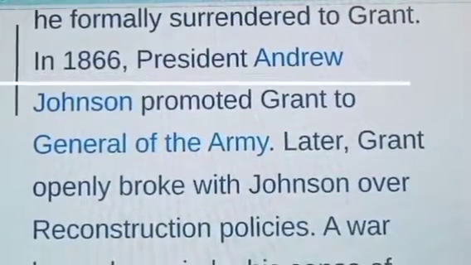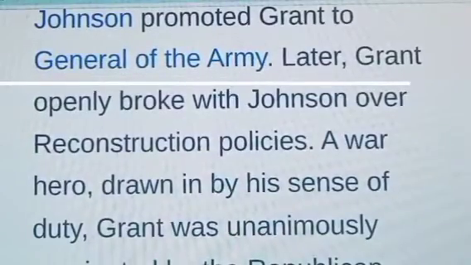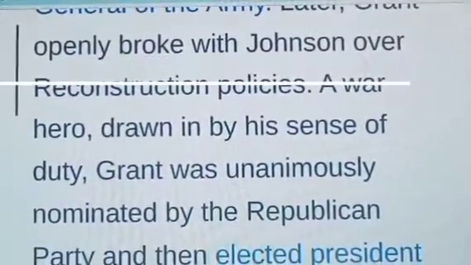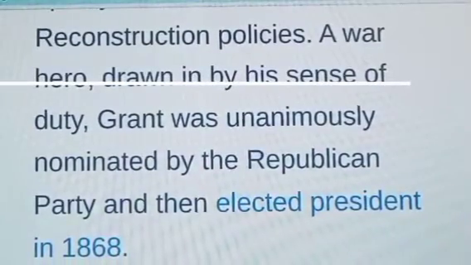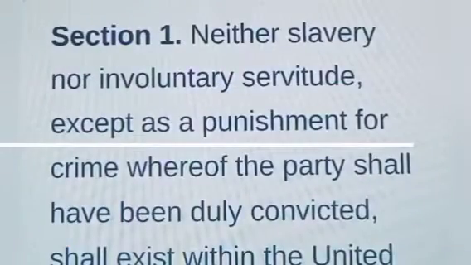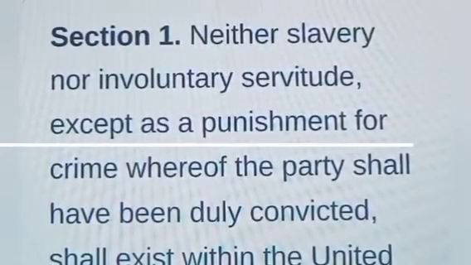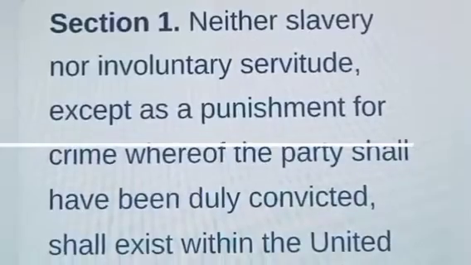President Andrew Johnson promoted Grant to General of the Army. Later, Grant openly broke with Johnson over Reconstruction policies. A war hero driven by his sense of duty, Grant was unanimously nominated by the Republican Party and then elected president in 1868.